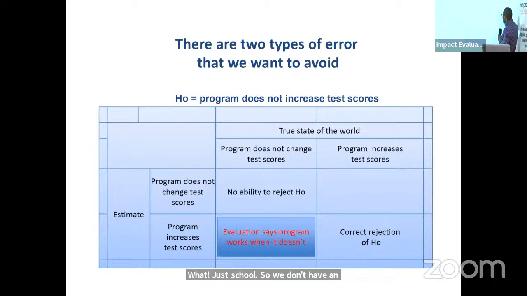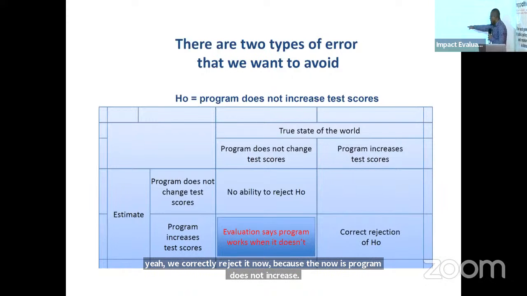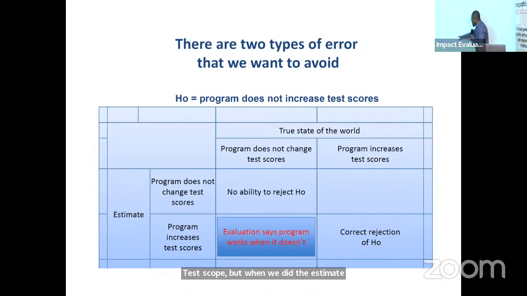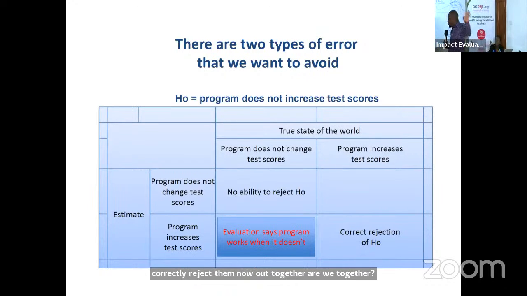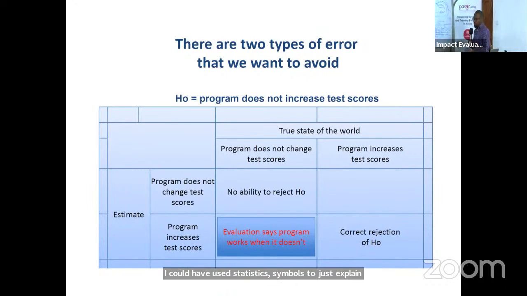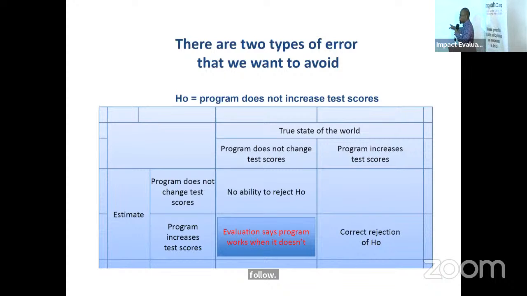Here, we correctly reject the null because the null is that the program does not increase test score. But when we did the estimate, the intervention, we find out that it increases test score, which also matches the reality. So here we correctly reject the null. I could have used statistic symbols to explain that, but I'm using words, so those who like to write can follow. So these two cells, no issues here.